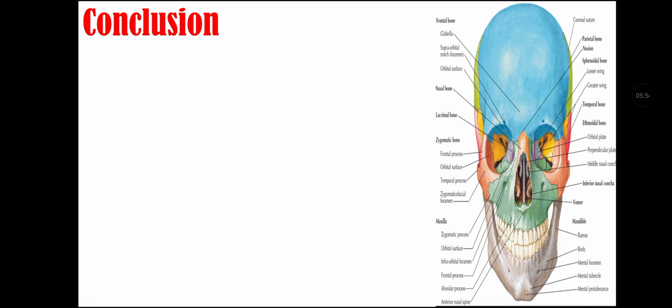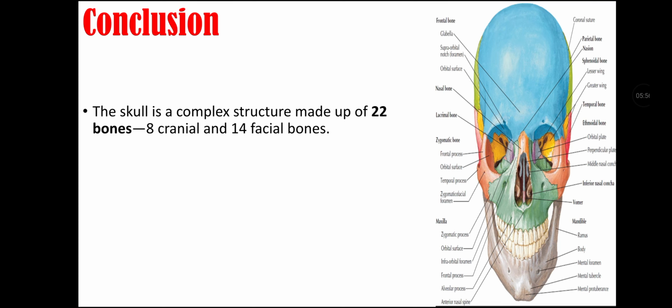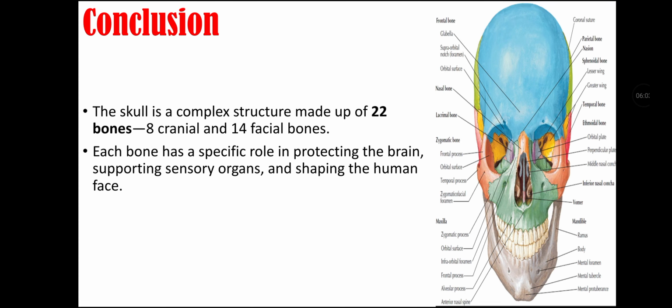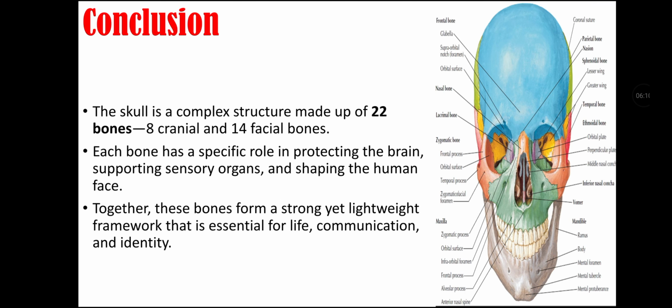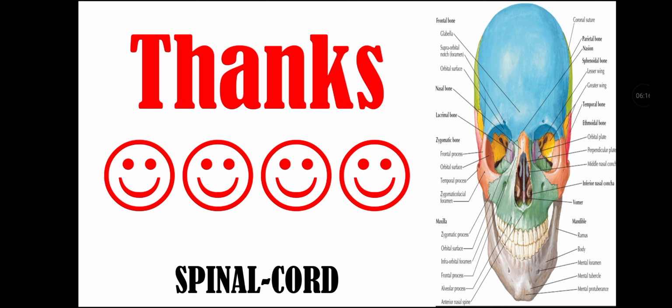Conclusion of this lecture video. Skull is a complex structure that is made up of 22 bones, 8 cranial bones, and 14 facial bones. Each bone has a specific role in protecting the brain, supporting sensory organs, and shaping the human face. Together, these bones form a strong yet lightweight framework that is essential for life, communication, and identity. And it's all about the skull bones.